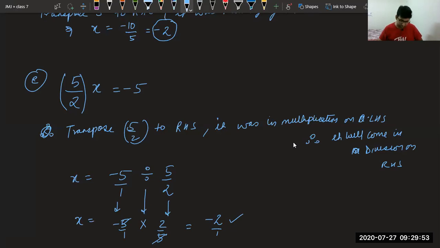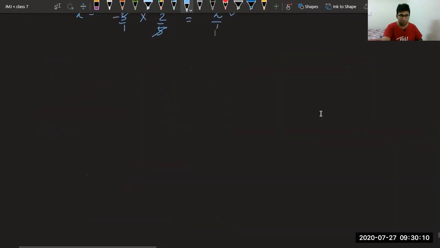Please explain again the whole fraction way. Okay, I will take one more example for you then. To understand the fraction way, I will take one more example for you. Let me take example number I.